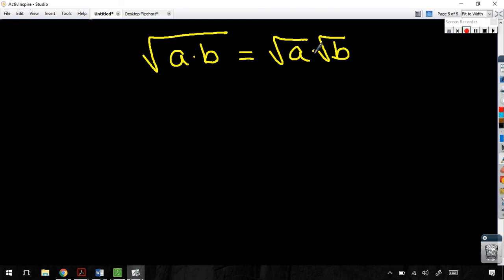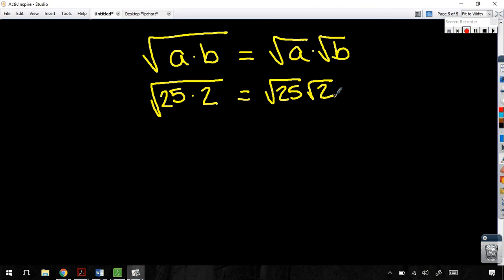All right, so this is convenient because if I had a perfect square under here, let's go back to that same 25 times 2. I could break this into two different radicals multiplied together, yes? Right. 25 and 2. Something like this? And this is convenient because the square root of 25 is what? 5. Okay.